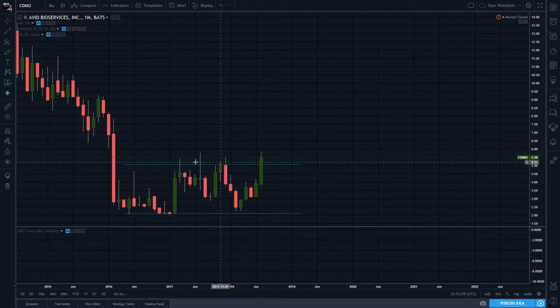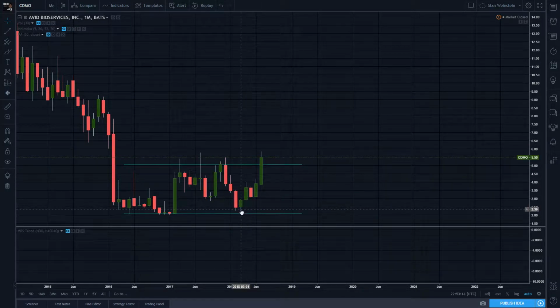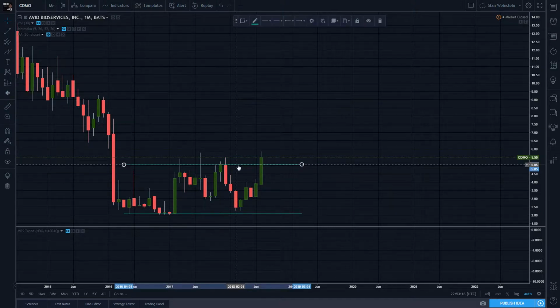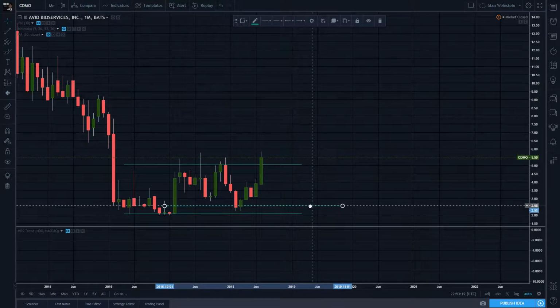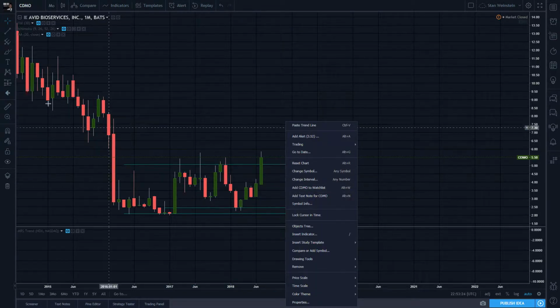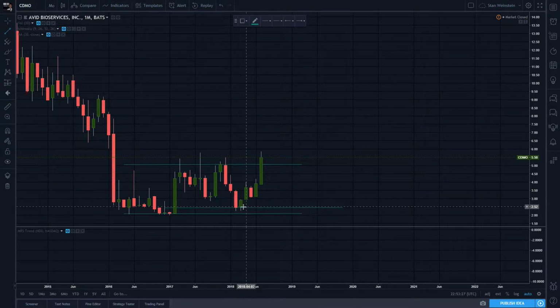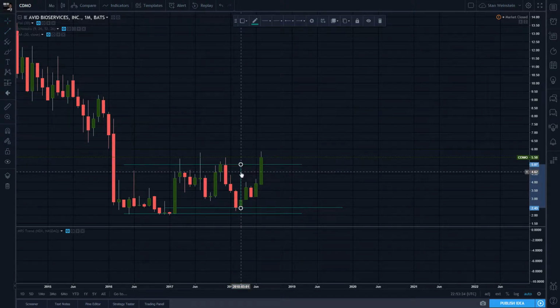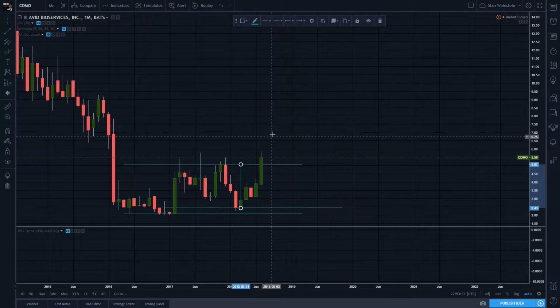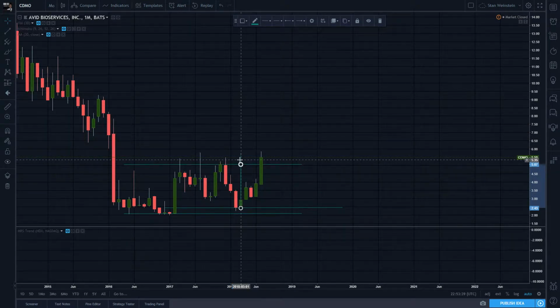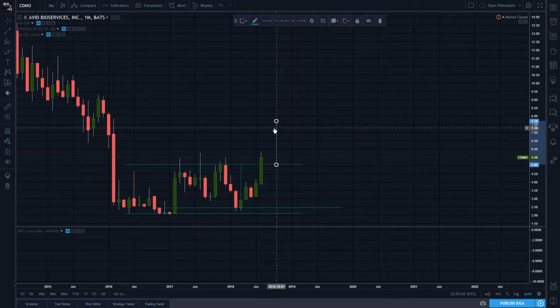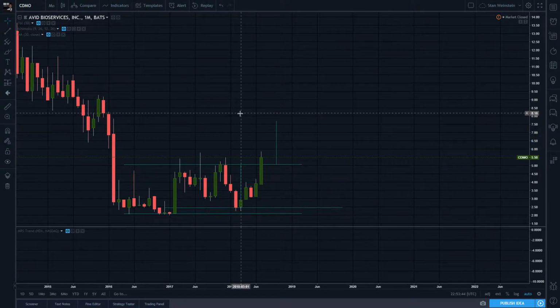So check it out. Here's the monthly. There's even another. So right here, if I were doing my classic chart trading framework, this would be my target. All right, there you go. So it's my target right here.